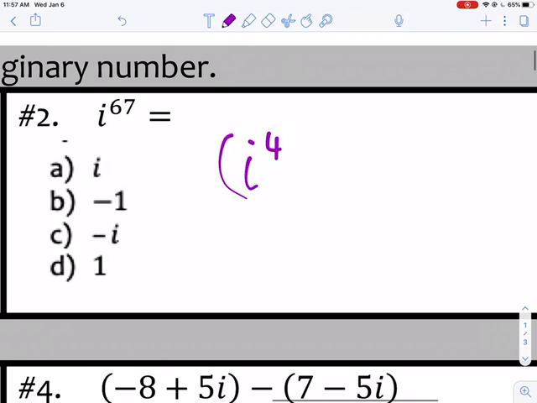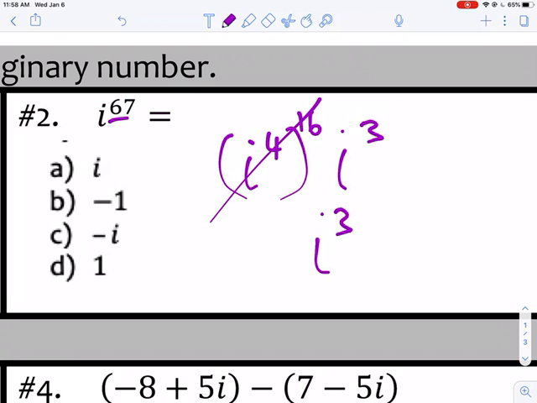All right, let's look at another example of this. So i to the fourth, I want to know how many times does 4 go into 67. So I'm doing 67 divided by 4 on my calculator. That gets me 16.75. So that tells me 4 times 16 is as close as I can get. That gets me to 64, which leaves me 3 i's remaining to get to 67. These all equal 1. So our final answer is i to the third, which is -i.